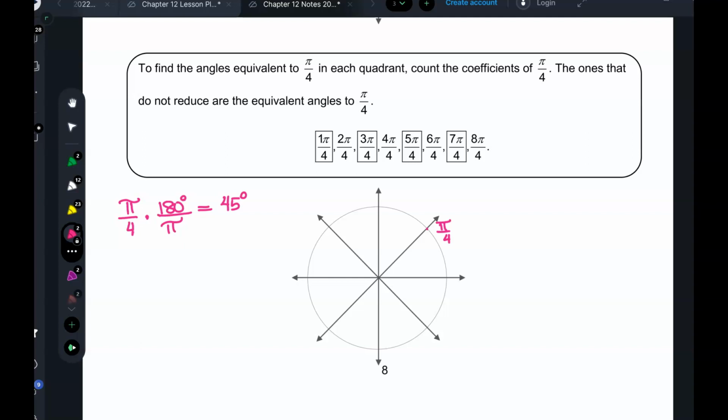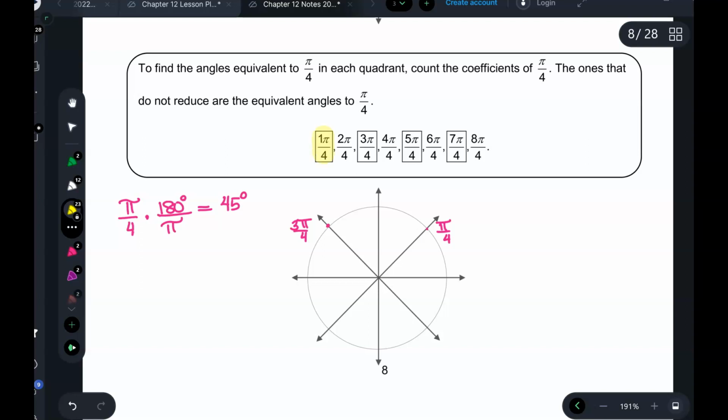Okay, next one, 2 pi over 4, well that reduces. So the next one over is 3 pi over 4. But is it always going to have those boxes right there? No, we just did this on purpose for your notes, so you could see.